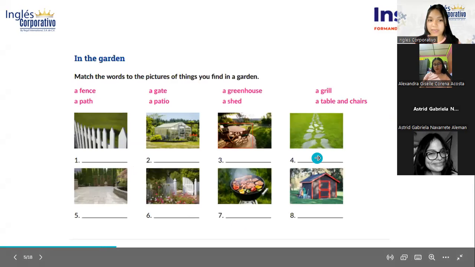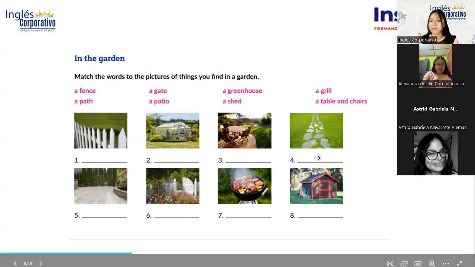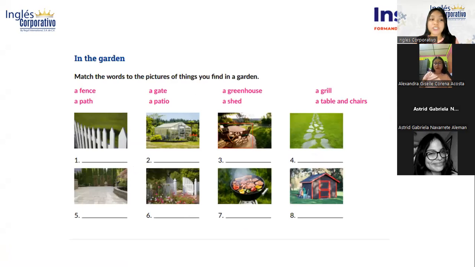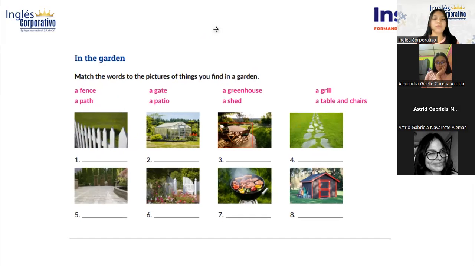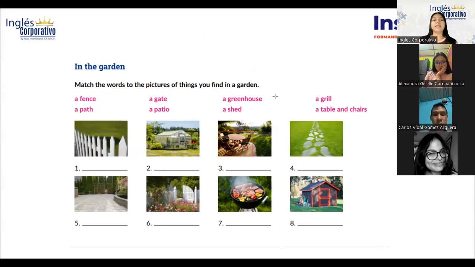That is correct. Okay. Then it says, okay, we need to match the words to the pictures of things you find in a garden. So let's see. What is this? Number one. What is number one, guys? Is it a fence? A gate? Table and chairs? Number one?